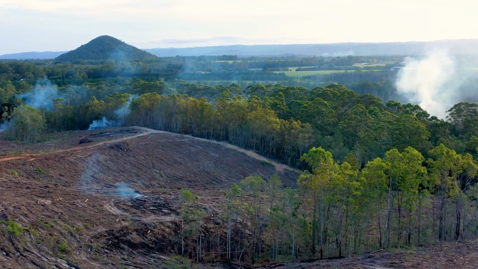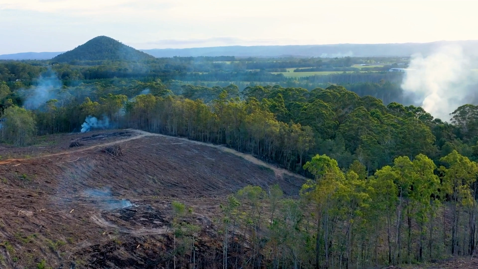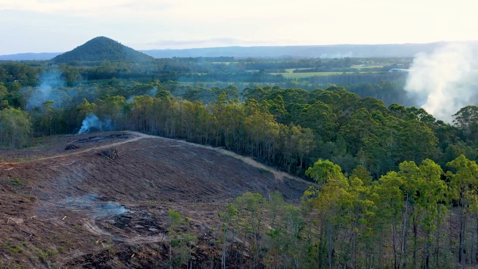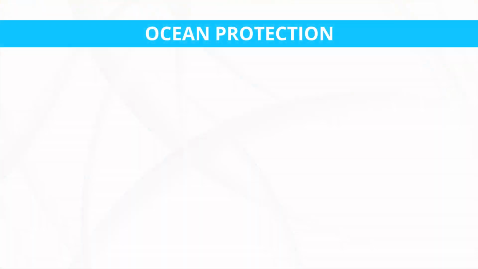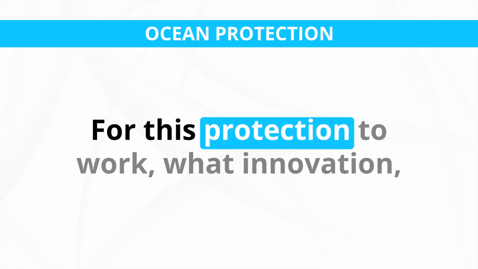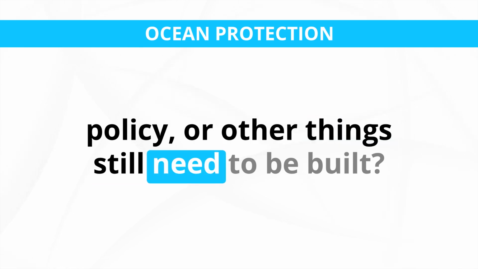Sometimes pollution can be reduced directly, for example, by cutting down on the amount of fertilizer used. Alternatively, it is possible to keep pollution out of the ocean by controlling deforestation or making sure that waterways have a healthy strip of vegetation to capture nutrients. For this protection to work, what innovation, policy, or other things still need to be built?